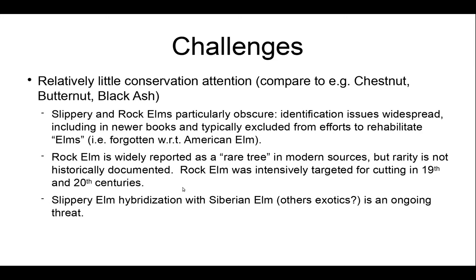Rock elm is, for example, widely reported now as a rare tree, but rarity is not historically documented. Rock elm was intensively targeted for cutting. We know this from factual records in the 19th and 20th centuries. That might help explain why it's less common today. And also, of course, it is susceptible to Dutch elm disease as well. Slippery elm hybridization with Siberian elm is another issue. The rock and American elm don't hybridize with exotics really that we know about, but slippery elm does, and especially hybridization with Siberian elm seems to be a potential threat.